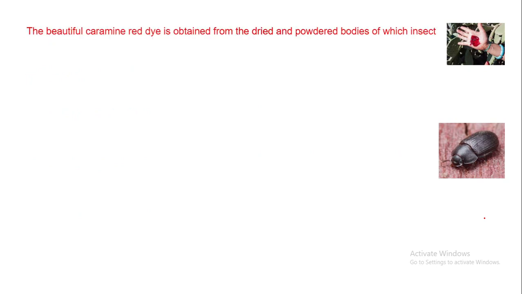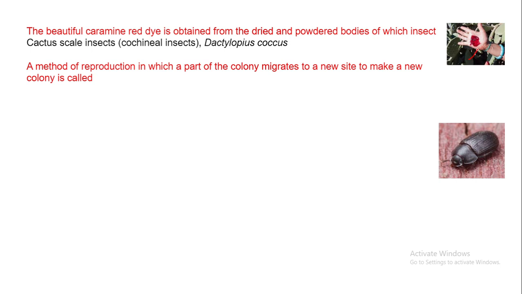The beautiful cardamom red dye is obtained from the dried and powdered body of which insect? That is the cactus scale insect, Dactylopius coccus. A method of reproduction in which a part of the colony migrates to a new site to make a new colony is known as swarming.